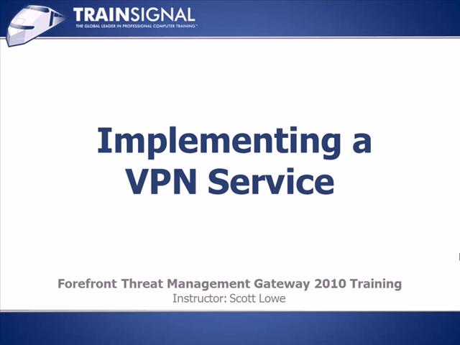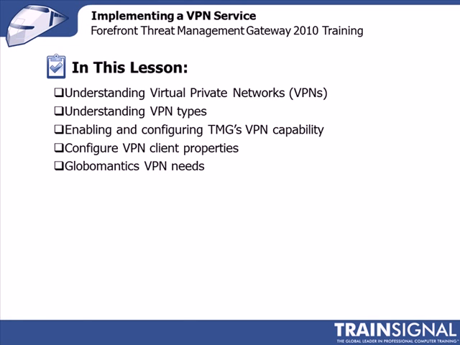This is the Implementing a VPN Service lesson in the Forefront Threat Management Gateway 2010 training course. We'll kickstart this lesson with a broad understanding of what makes a virtual private network tick, and we'll talk about the VPN types that are supported in Threat Management Gateway. Next, we'll go through all of the configuration options with regard to enabling and configuring Threat Management Gateway's VPN capability. Then we'll talk about how to configure the VPN client properties from the Threat Management Gateway server itself. And we'll wrap up this lesson with a demonstration on implementing a VPN service that will meet the needs of GlobalMantics.